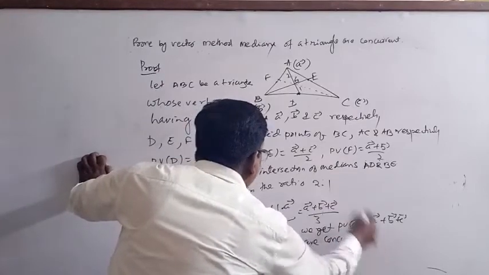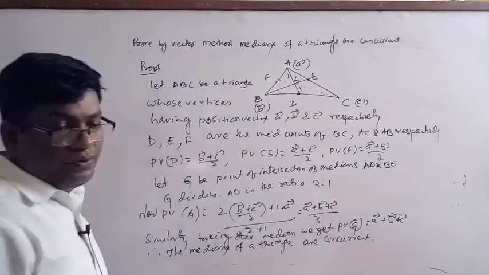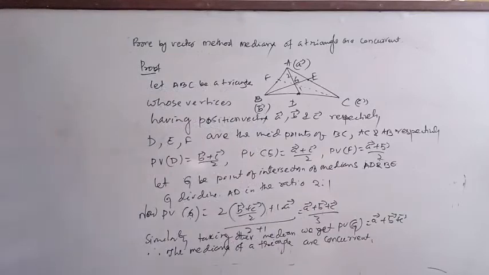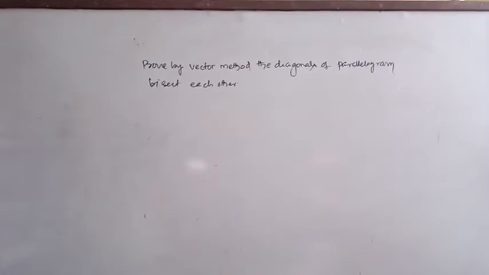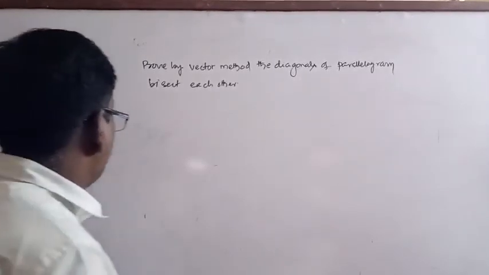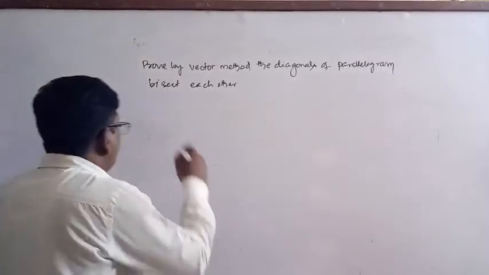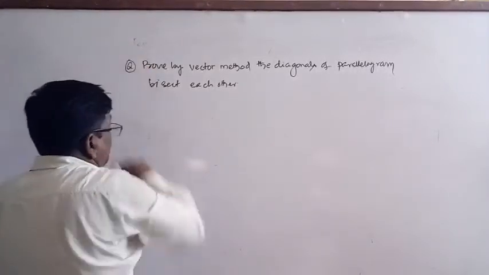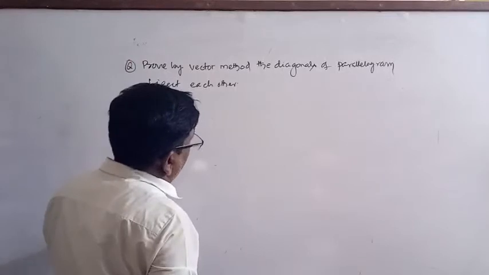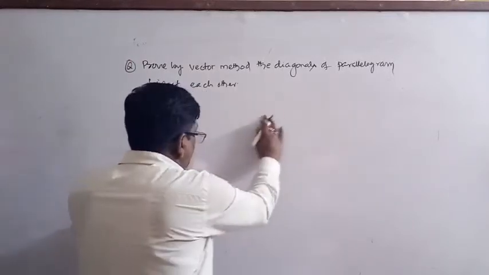Okay, this is the proof. Now another question. Now this is the question proved by vector method: the diagonals of a parallelogram bisect each other. Suppose this is the solid proof.